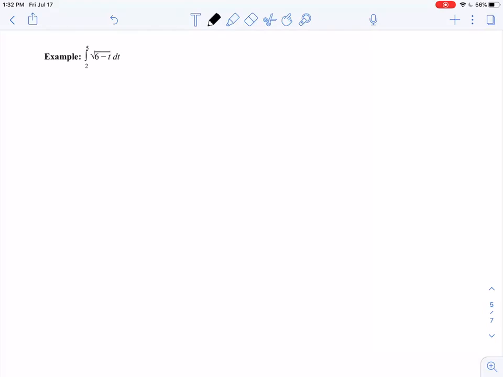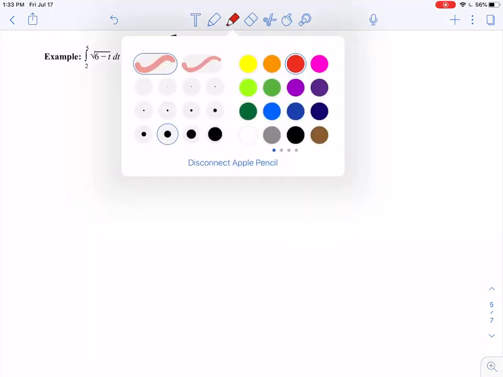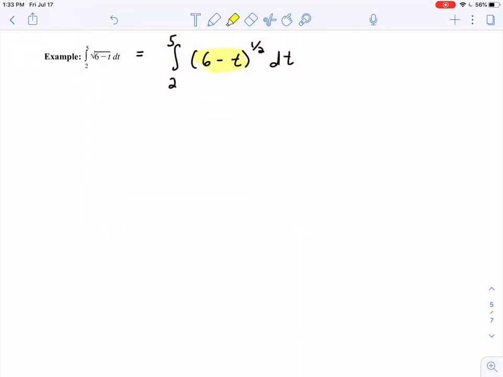So I start this off, I say, okay, maybe we want to rewrite that radical. This is really the definite integral from 2 to 5 of 6 minus t to the 1/2 power dt. I look at this, and I think we pretty much have to use substitution here. If I look at what's inside of that power, it's 6 minus t. As long as you have anything more complicated than just t, we're going to have to use substitution.